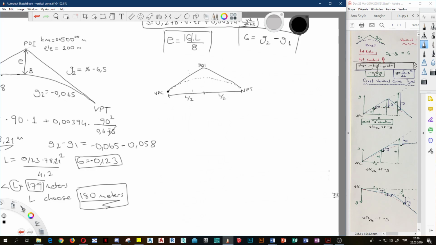Now we calculate elevations. VPC: what is the VPC elevation? VPC elevation is equal to PO elevation. What is the PO elevation? 200 meters.